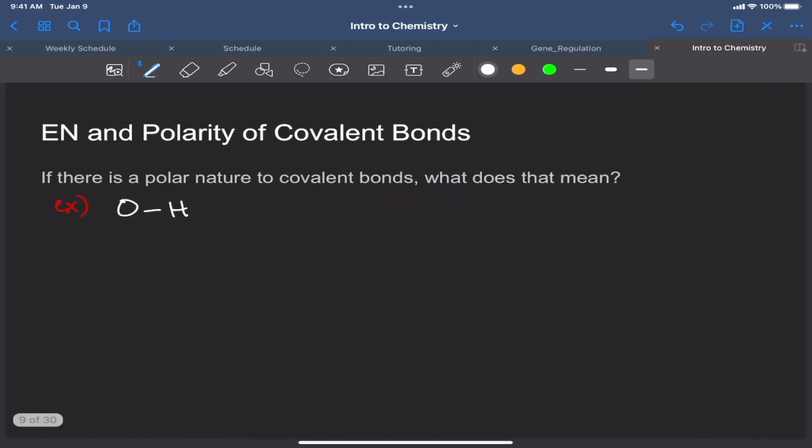So, electronegativity and the polarity of covalent bonds, right? I said electronegativity doesn't just affect ionic bonds, it affects covalent bonds. So you guys might have heard that, well, there's a polar nature to covalent bonds, right? A polymer is polar. Well, what does that mean? I gave us an example, oxygen bonded to hydrogen, to kind of illustrate my point.